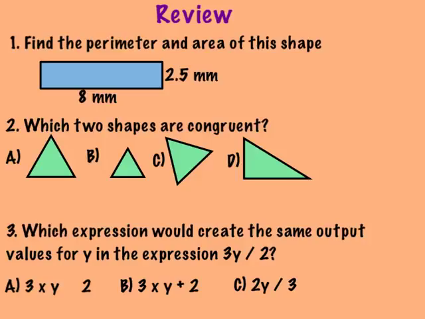And that's it. We're done. Just a quick review. Number 1, find the perimeter and area of this shape. Do not forget the units, please. Number 2, which two shapes are congruent? And you just have to write down the letters. And for 3, which expression would create the same output values for y in the expression 3y divided by 2, a, b, or c?